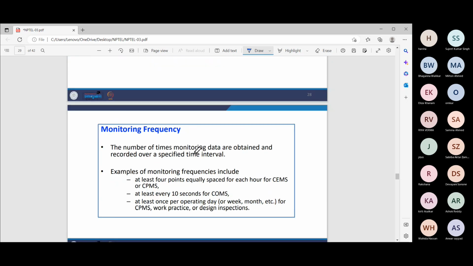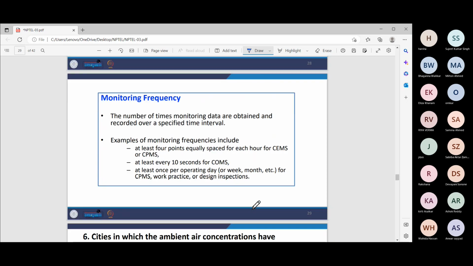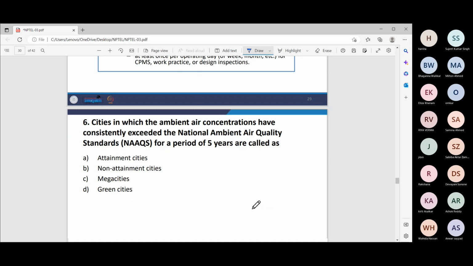Basically, the number of times the monitoring data are obtained and recorded over a specified time interval, that is its monitoring frequency. And examples of monitoring frequencies include at least every 10 seconds for COMS, at least once per operating day or week or month, etc. for CPMS, work practices or design inspections. Let us move towards the next question.